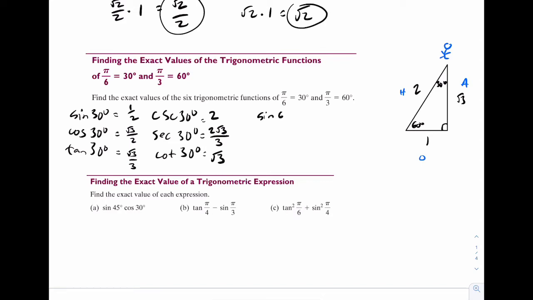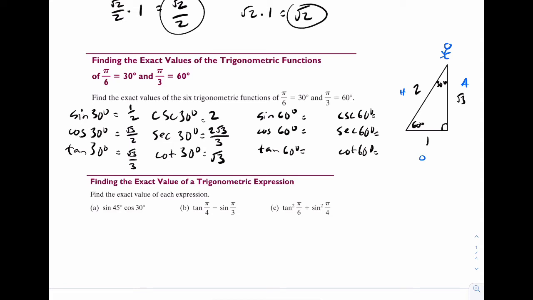So sine 60, cosine 60, tan 60, and now do the next 3. Cosecant 60, secant 60, and cotan 60.